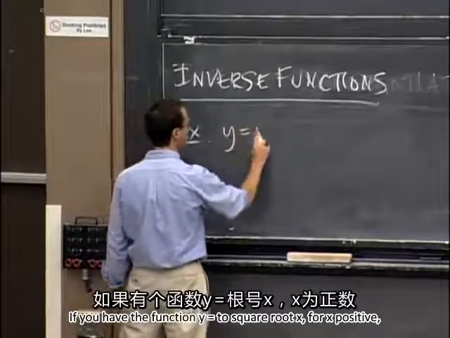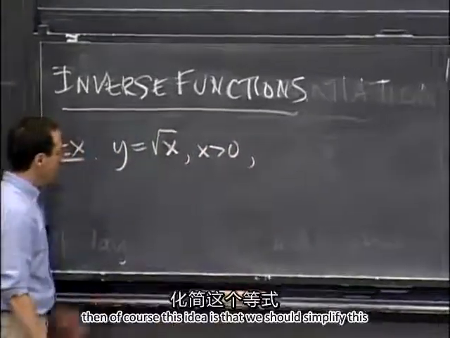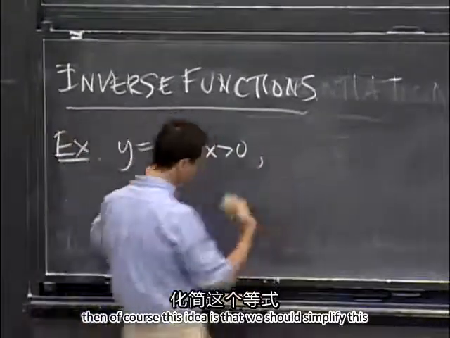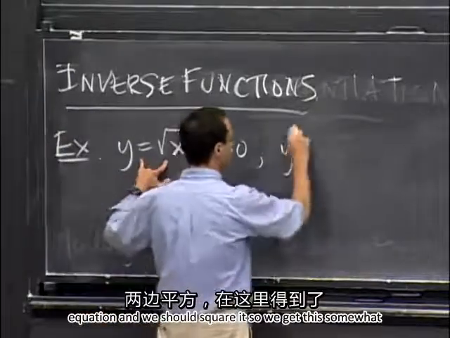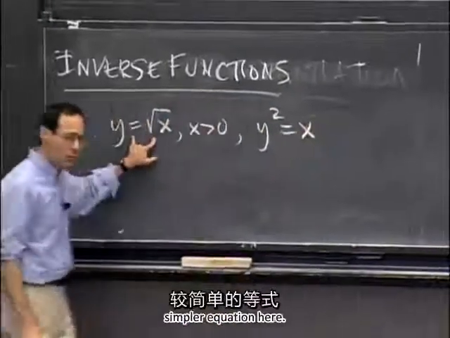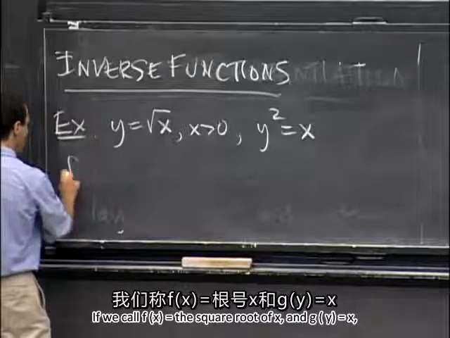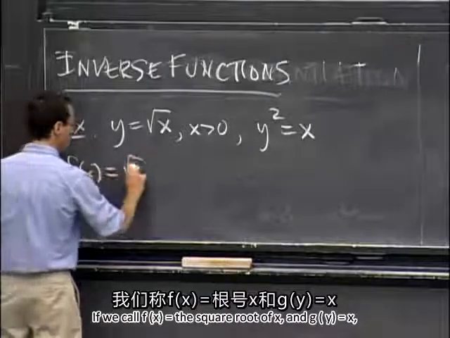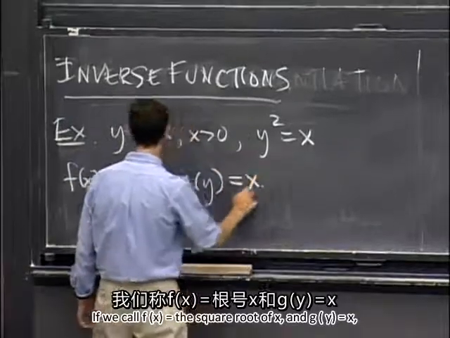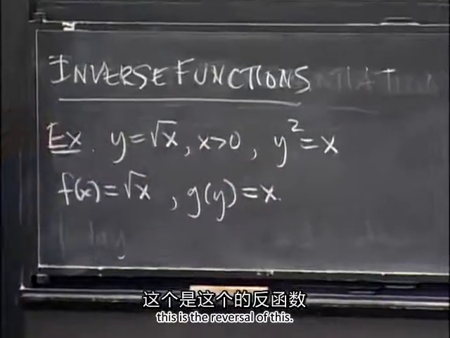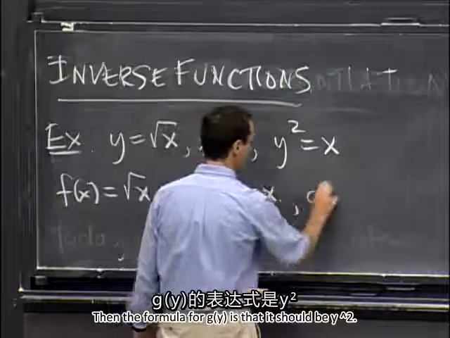If you have the function y is equal to square root x for x positive, then, of course, the idea is that we should simplify this equation and we should square it. So we get this somewhat simpler equation here. And then we have a notation for this. If we call f of x equal to square root of x and g of y is equal to x, this is the reversal of this, then the formula for g of y is that it should be y squared.